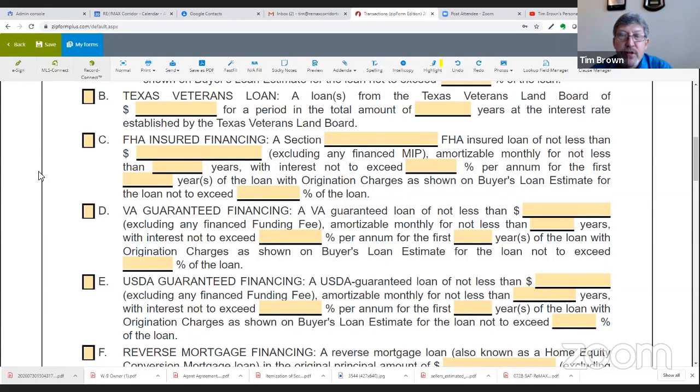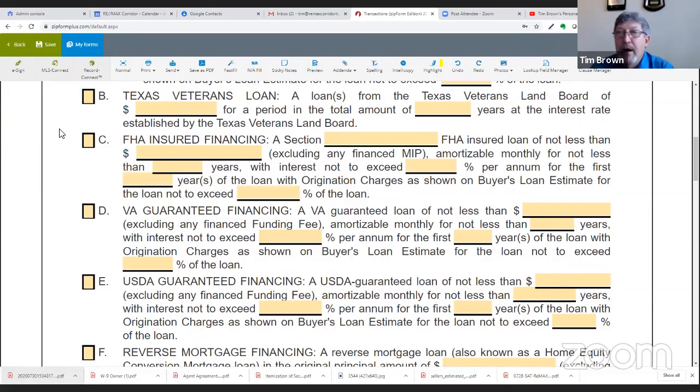I strongly suggest that you go take the CE. It's a couple of hours. It's very good. It gets you on the Texas Veterans Land Board list, and you will learn a lot about TVLB. But that one there again, it's direct lender. The buyer has to apply for it on the TVLB site, and they do lend direct up to $150,000 for land.